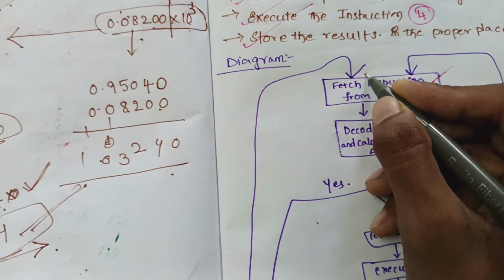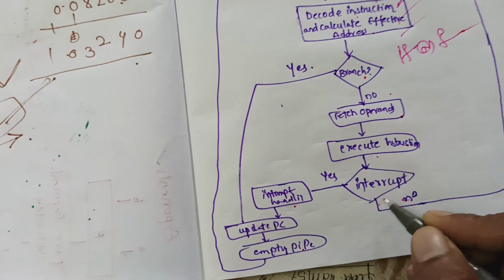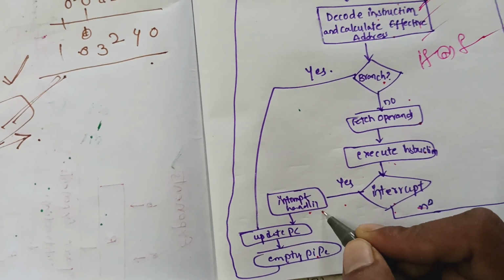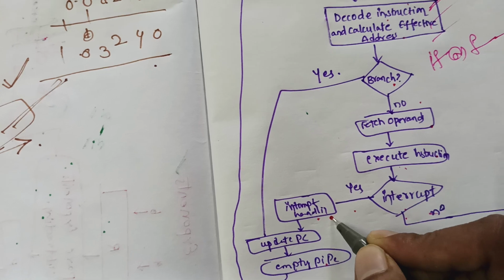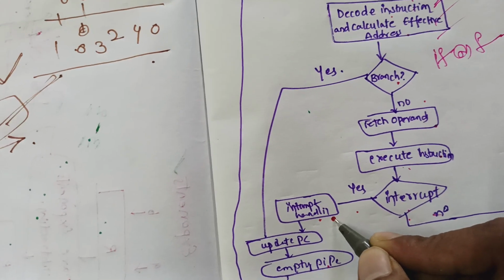Next once again, whenever there is an interrupt, we have to handle that interrupt by the interrupt service routine. This is one separate hardware in our computer system that will service our interrupts.